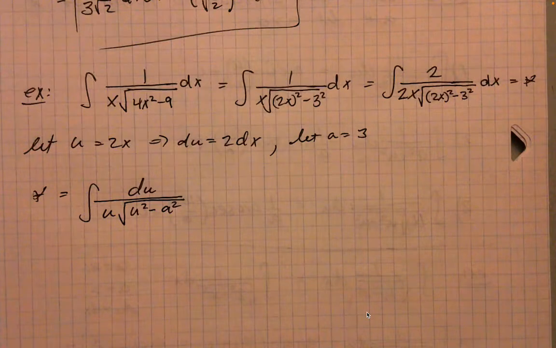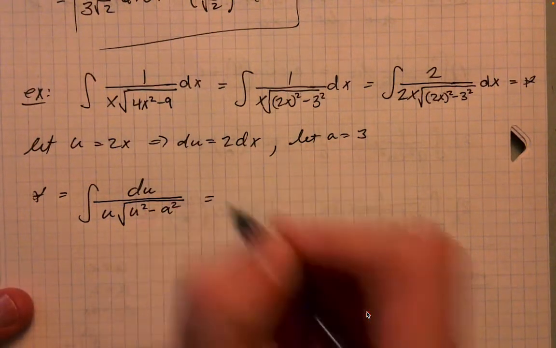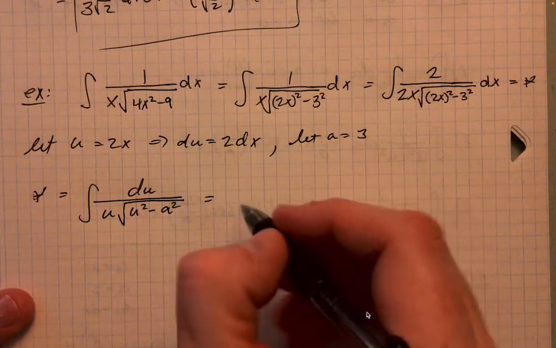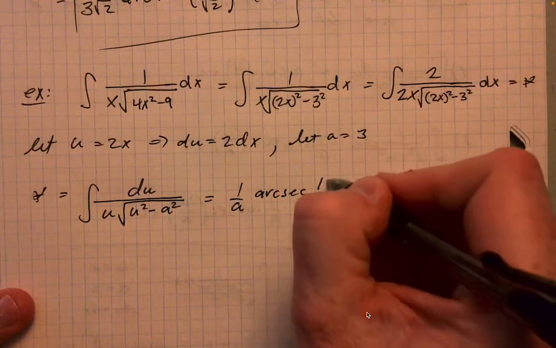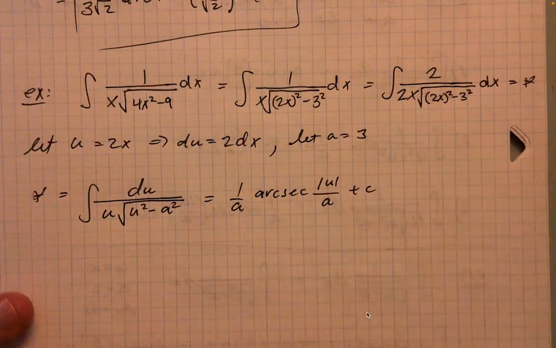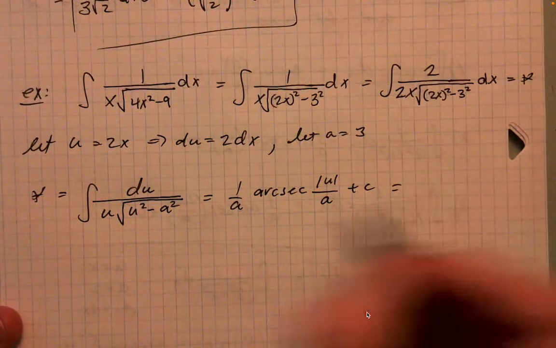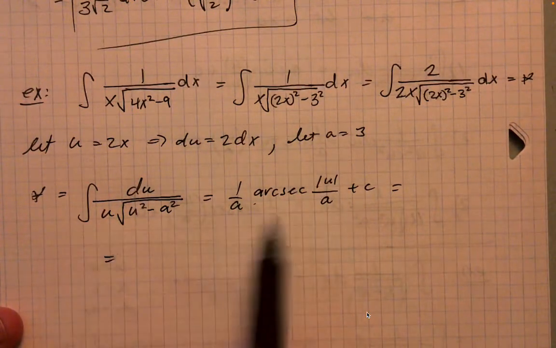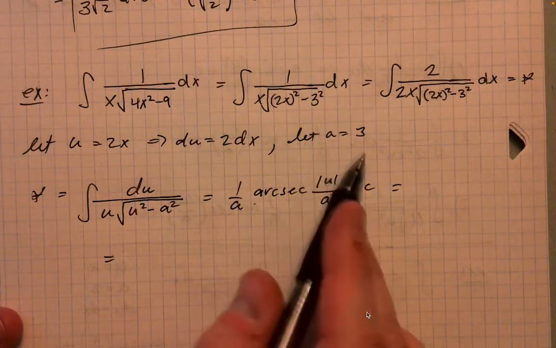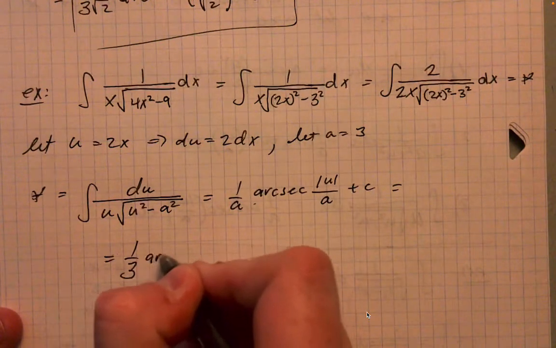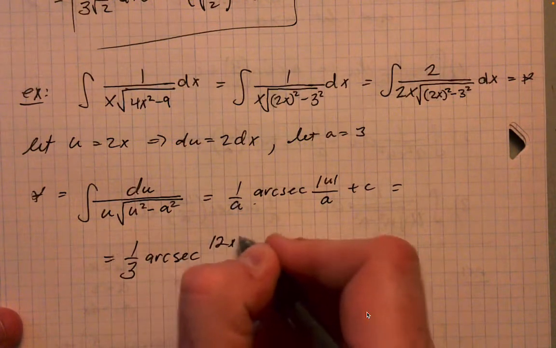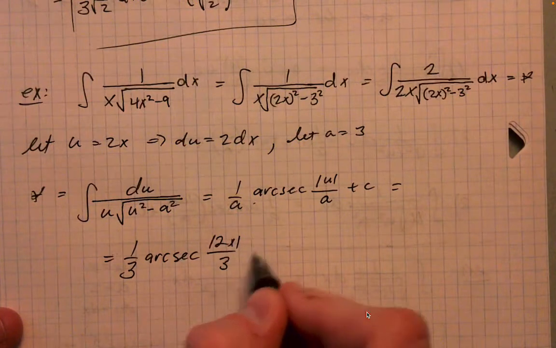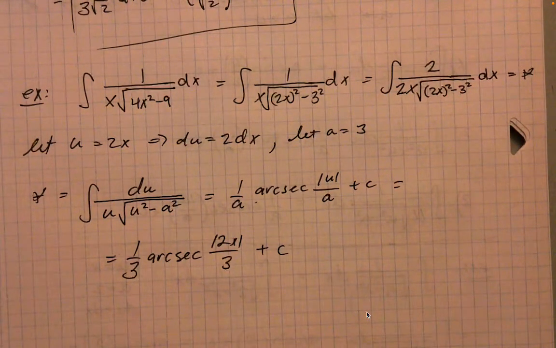So this integral will look like 1 over a times the arc secant of the absolute value of u over a. So it's going to have that form. Now we just come through and plug in what we have identified as u and a here, right? So a is 3, so it'll be 1/3 times the arc secant of the absolute value of u, so that's the absolute value of 2x, divided by 3 plus c. So we've got that. Very good.